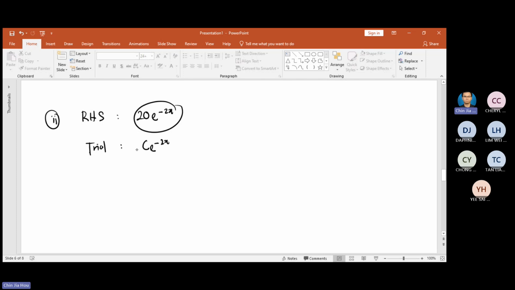So if you differentiate the trial function, what do you get? y prime equals minus 2c e to the minus 2x. Then I think you can do the rest. Substitute, compare.